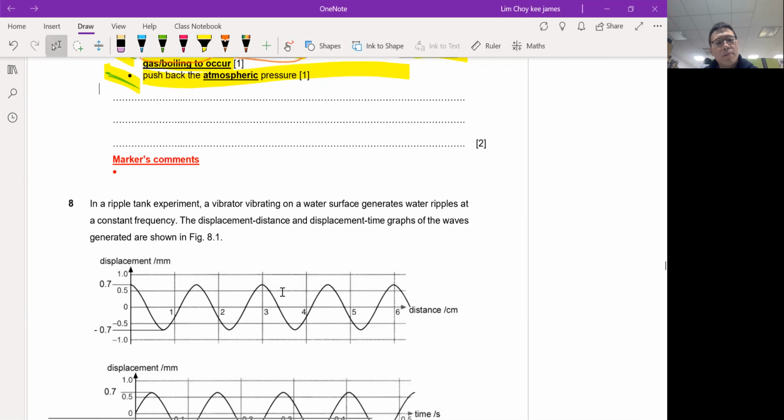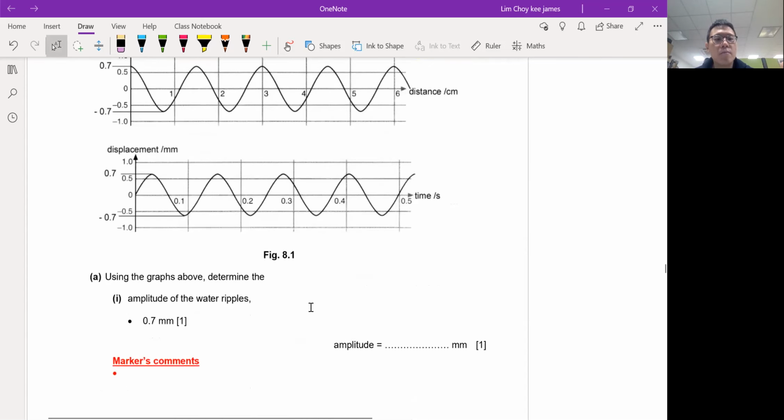Question 8, ripple tank experiment. I find that it's quite okay. Students did quite well for this. Okay.